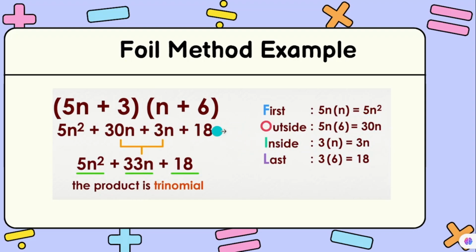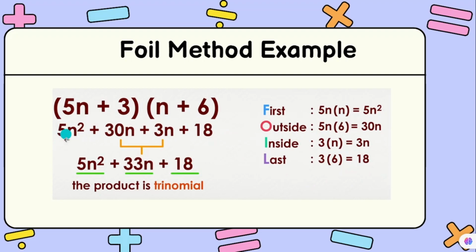Inside is going to be, we're finding the inside term. So for this, it's going to be 3 and n. So 3 multiplied by n equals 3n. Why 3n exactly? Because n is a variable without a constant. So it is not a numerical coefficient, but 3 is a numerical coefficient. So it just gets combined. For the last, we will be finding the last term. So it's going to be 3 and 6, which equals 18.